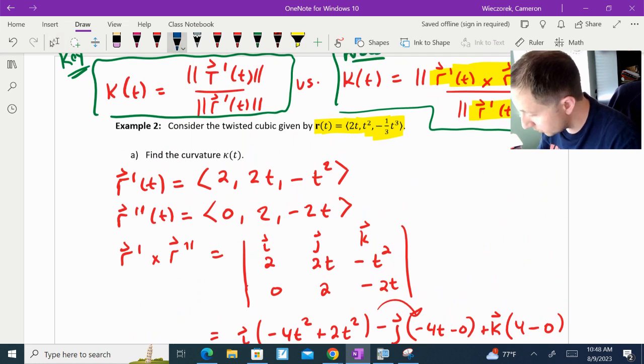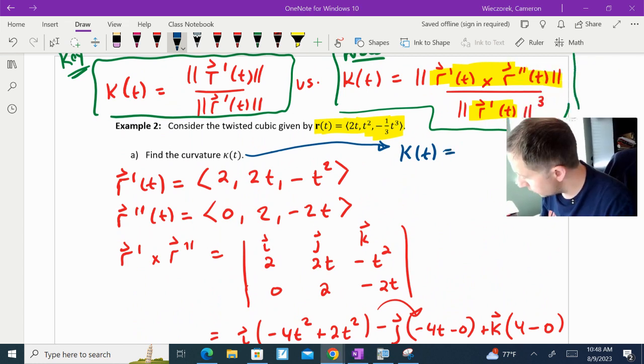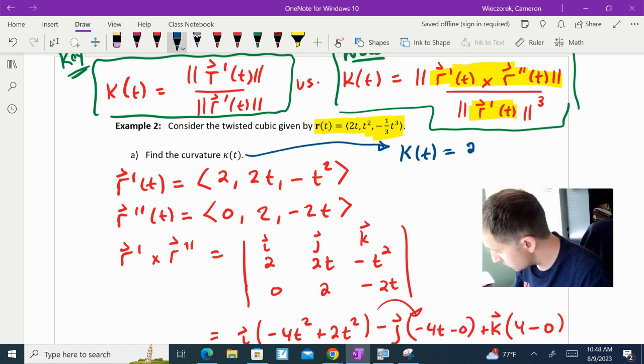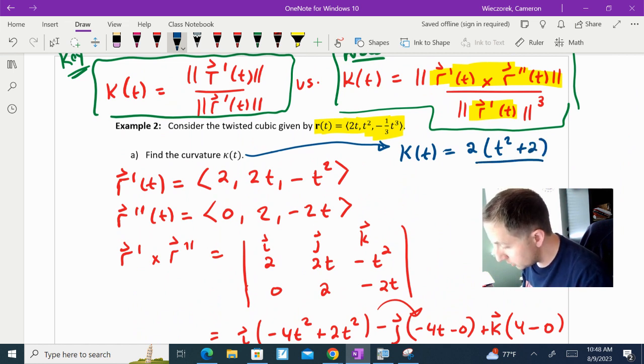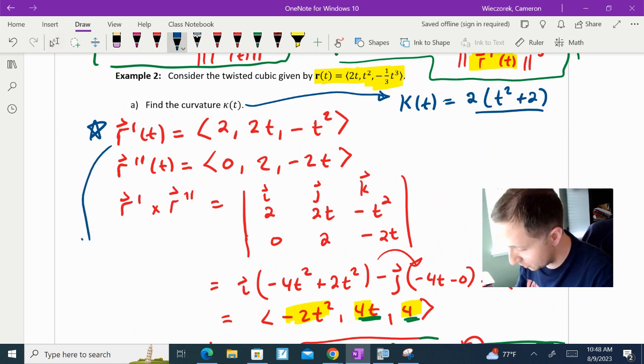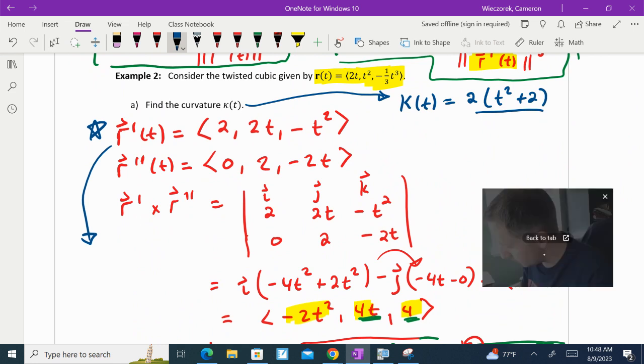So I'm going to come over here because I'm running out of space. So the curvature, if we move my video out of the way here, the numerator is going to be the magnitude of that cross product we just found, 2 times t squared plus 2, divided by the magnitude of r prime cubed. Well, if we divide by the magnitude of r prime, I don't think we've computed that yet, so let's do that. I have space over here. I'm going to draw an arrow. You might have written a little smaller than me and have more room.